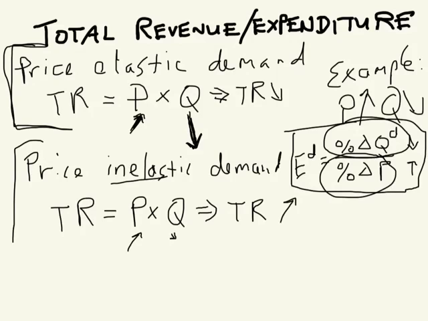On the other hand, if we've got a price inelastic demand, here the quantity effect is smaller than the price effect, and the revenue effect is going to follow the price effect. And that's always going to be the way it works. Price elastic, revenue follows the quantity effect. Price inelastic, revenue follows the price effect.